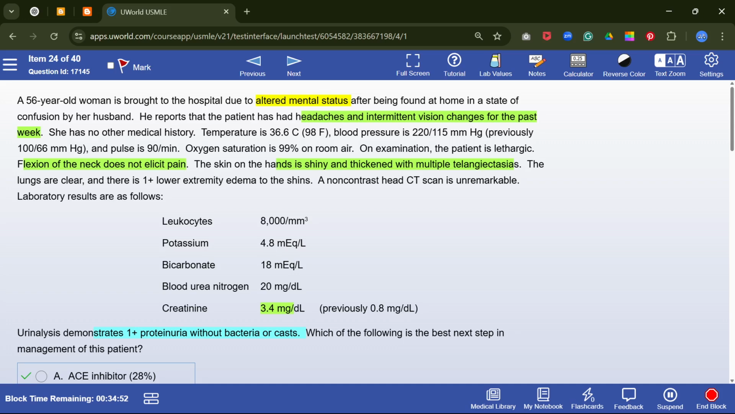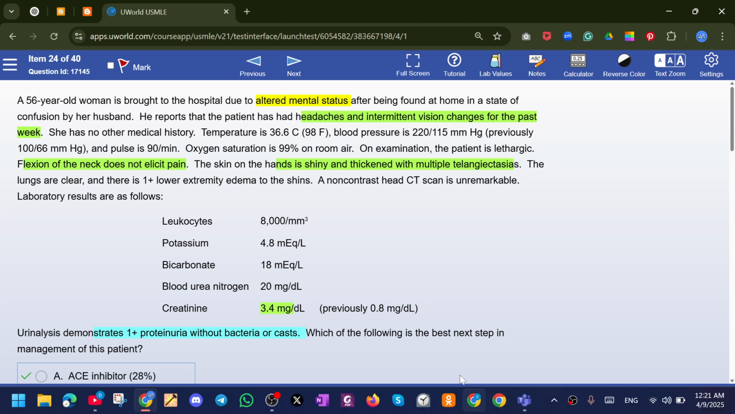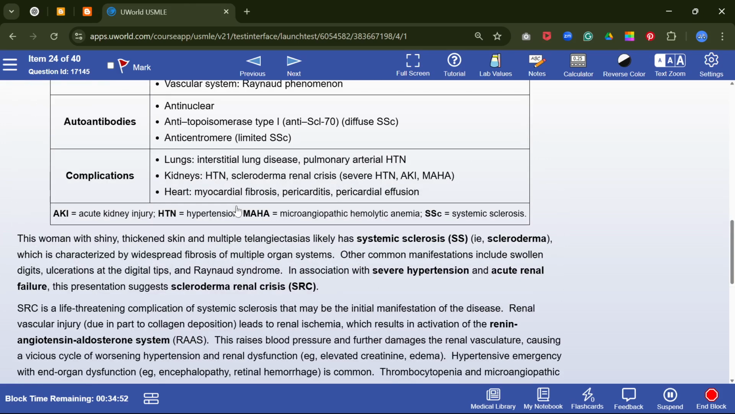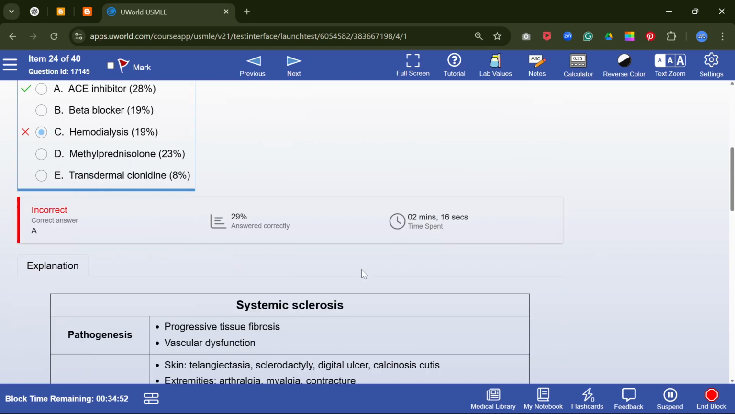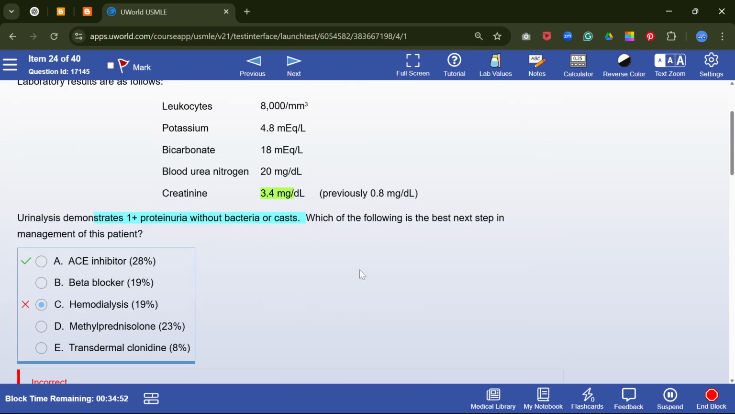The skin of the hands is shiny and thickened. What is your diagnosis? Yes, scleroderma, systemic sclerosis, and scleroderma renal crisis. Yes, ACE inhibitor, and calcium channel blockers like non-dihydropyridine calcium channel blockers, verapamil, diltiazem. These can be used.